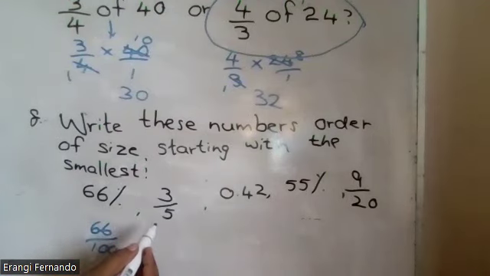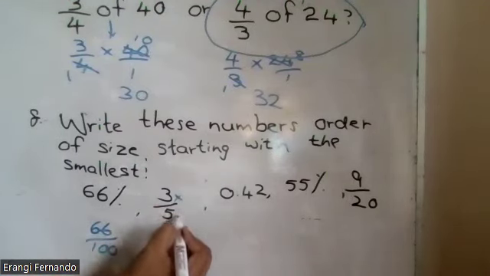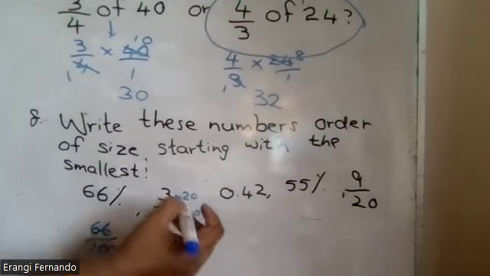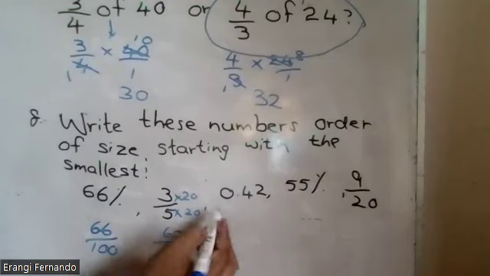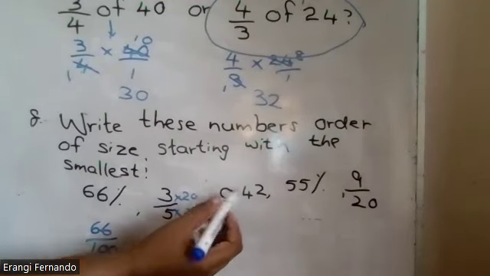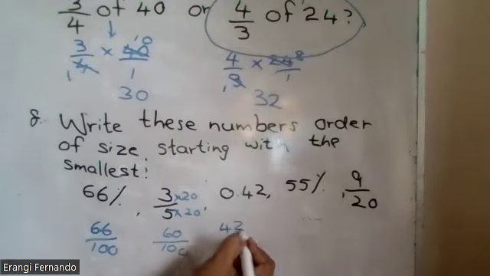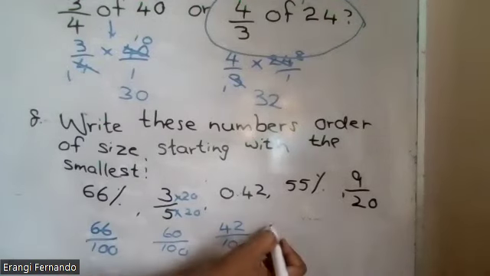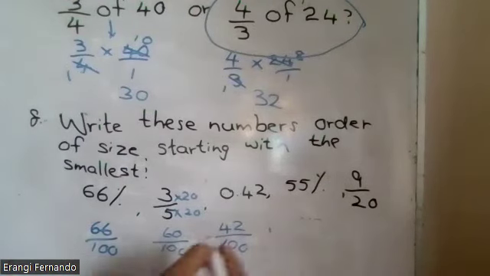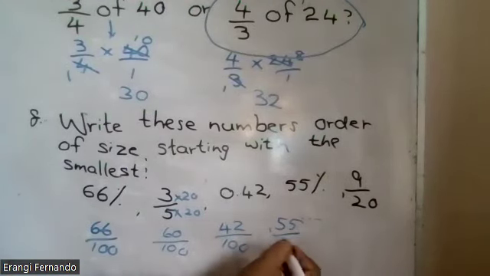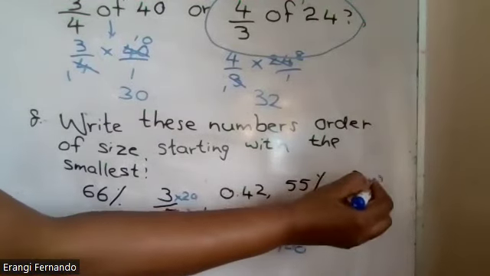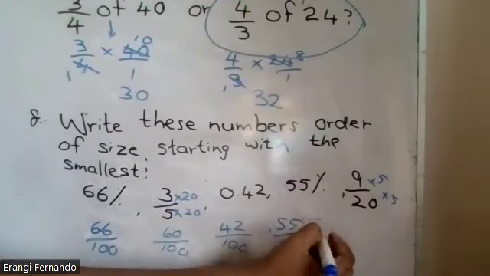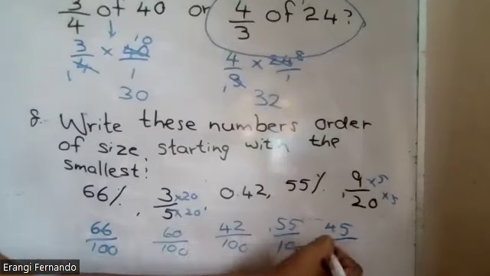3 over 5, how to convert into 100? So you can multiply both by 20. Then 3 times 20 is 60. 5 times 20 is 100. This is easy. 0.42 means 42 over 100. Again the 55%. 55% means 55 over 100. 9 over 20. Both numbers you can multiply by 5. Then 9 times 5, 45 over 100.